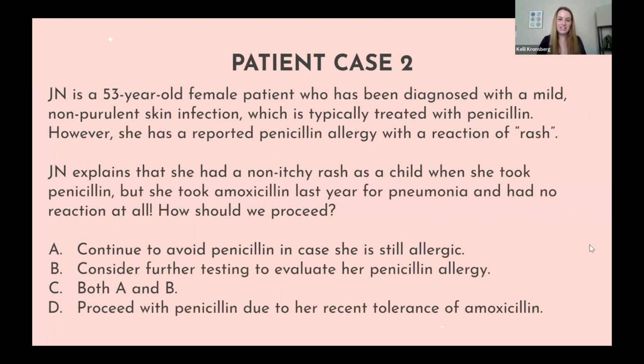So when we ask her, she says it was a non-itchy rash as a child when she took penicillin, but she had amoxicillin last year for pneumonia and had no reaction at all. So now what should we do? Should we continue to avoid penicillin in case she's still allergic? Consider further testing to evaluate the allergy? Both of those? Or go ahead and give penicillin for this infection since she tolerated amoxicillin last year?